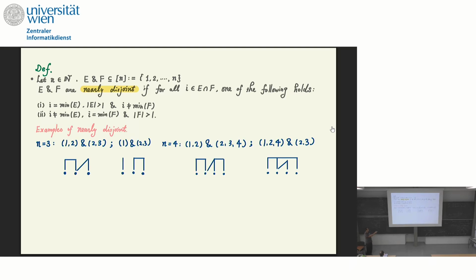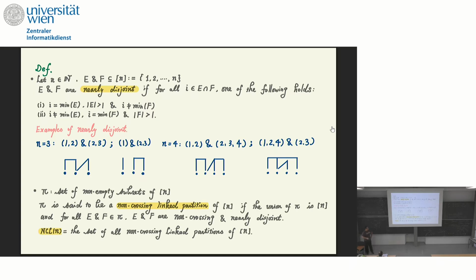You can see here, in this case, {1,2} and {2,3} are nearly disjoint. And in the trivial case, if they don't have a common element, then this condition is automatically true, so they are nearly disjoint too. And the case for n equal to 4: {1,2} and {2,3,4} are nearly disjoint. {1,2,4} and {2,3} are nearly disjoint.